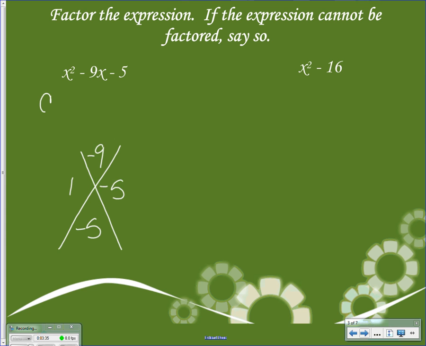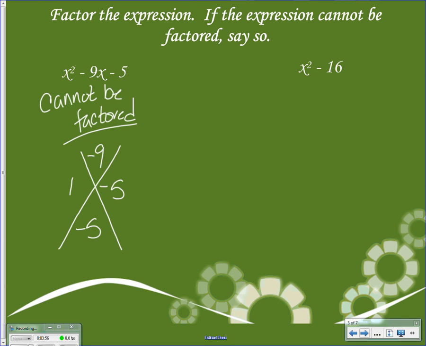So this one cannot be factored. And I do want to just say this real quick. Just because it's a hard one to do does not mean that it cannot be factored. Okay, we're going to do the same thing for this one.